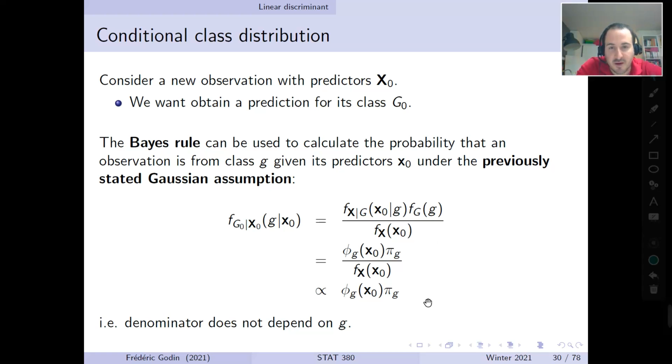To go from here to here, we simply have to notice that the denominator does not depend on G. So when we maximize the left side with respect to G to find the most likely class, this is equivalent to maximizing the numerator, because the denominator is constant for all G, so it has no impact on finding the maximizing argument.